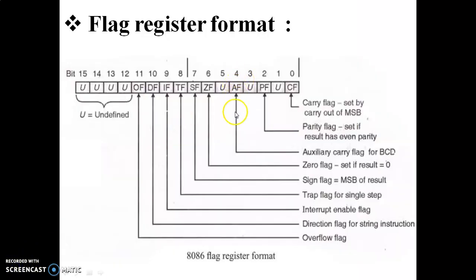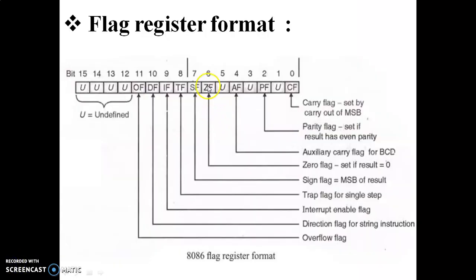Then let us go to the auxiliary carry flag. This is the auxiliary carry flag. Now the auxiliary carry flag says that if there is a carry generated from this lower nibble to the upper nibble, that is if the carry is generated from B3 bit to B4 bit, then this auxiliary carry flag will be set.